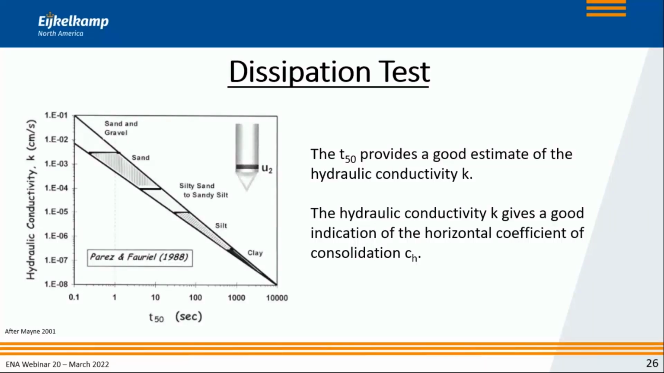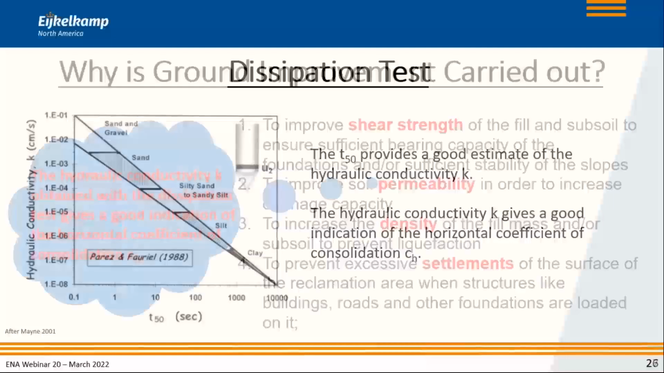It's not a one-to-one equation where you do the calculation and get exactly the answer, because as you can see here from the T50, there's a range in values of K, and therefore you're going to get a range of values of C sub H. But there's a very good correlation.